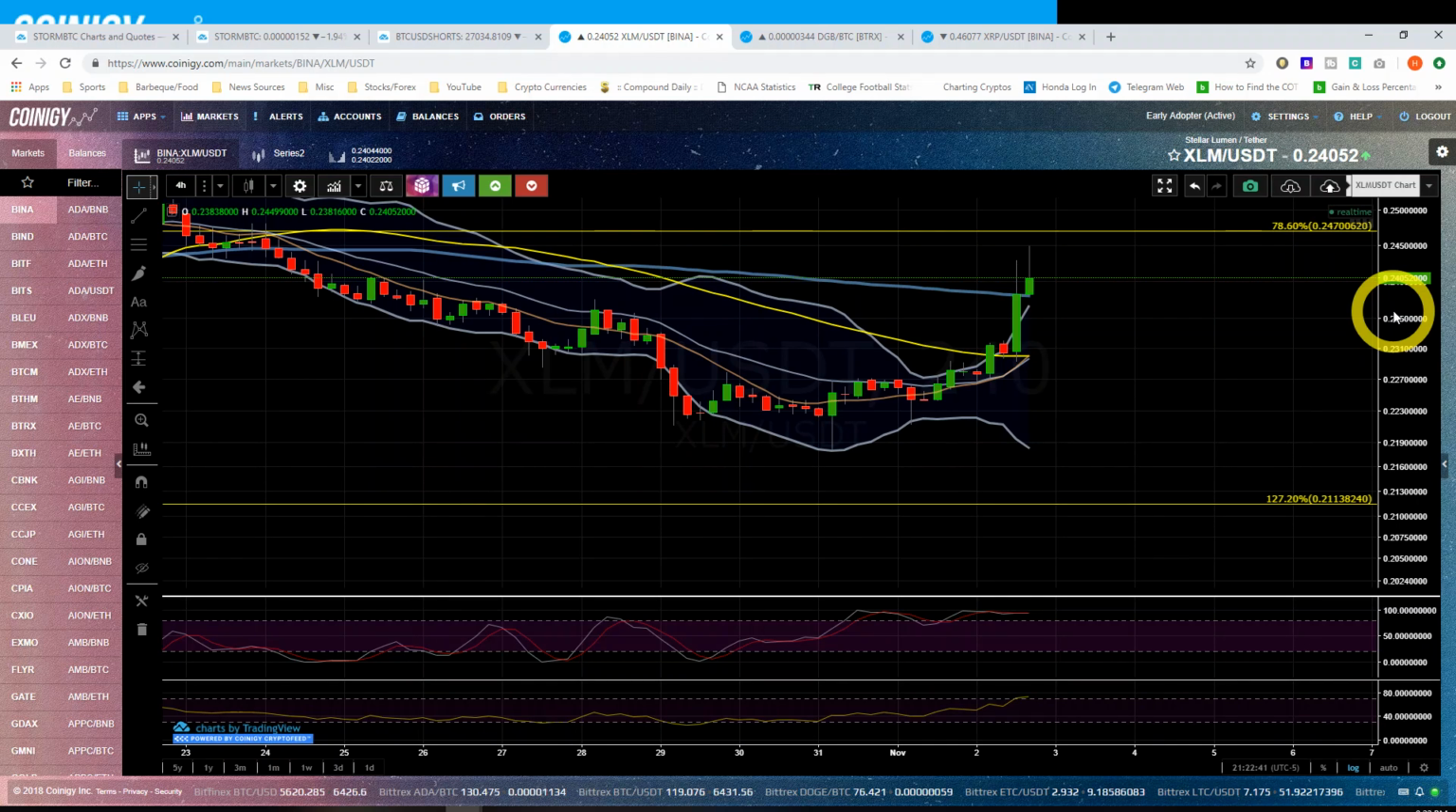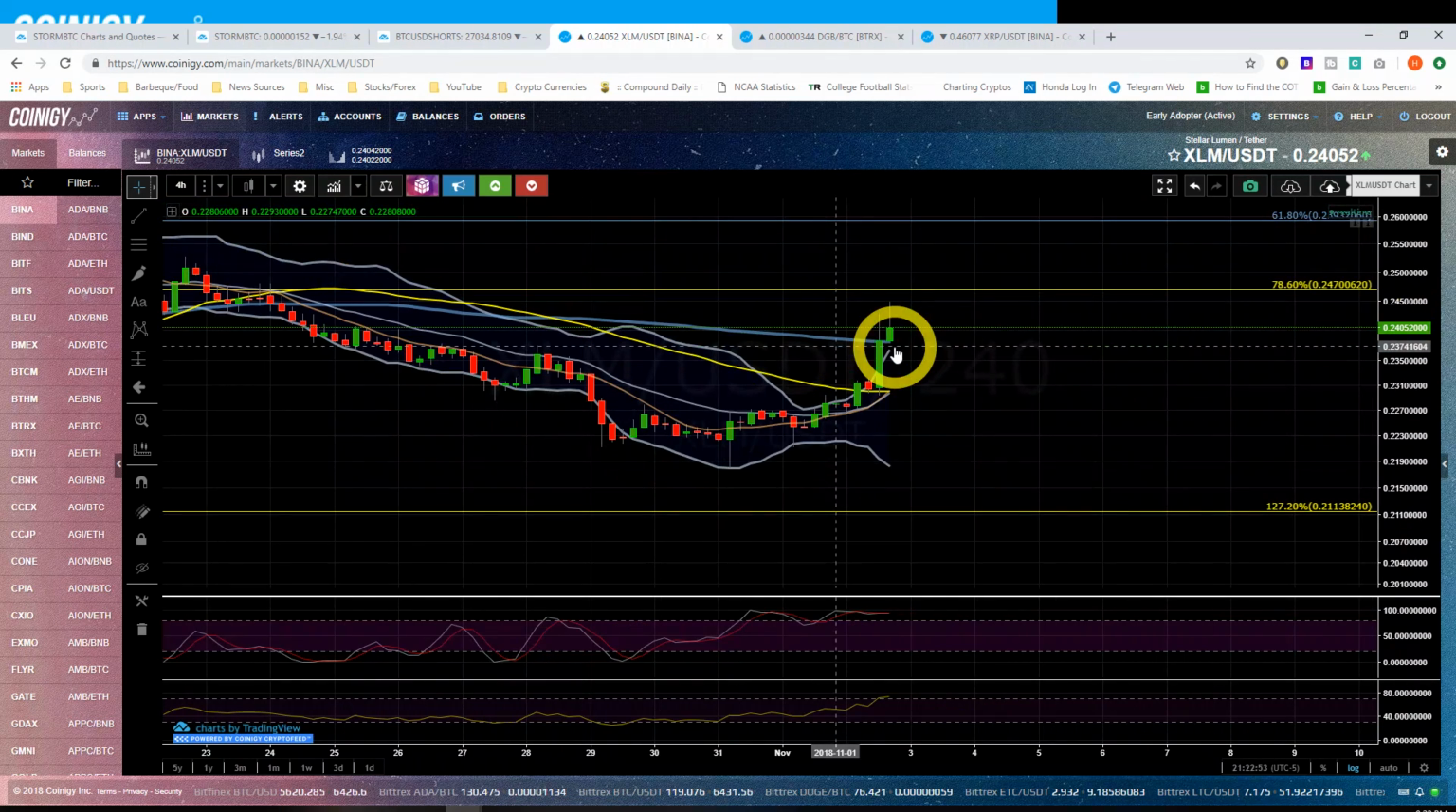And I think I had this drawn back in here, the 78.6, which it's hit and backed off a little bit. And not only that, but it's outside of the Bollinger Bands. Would I be buying it right here? No, I would not.